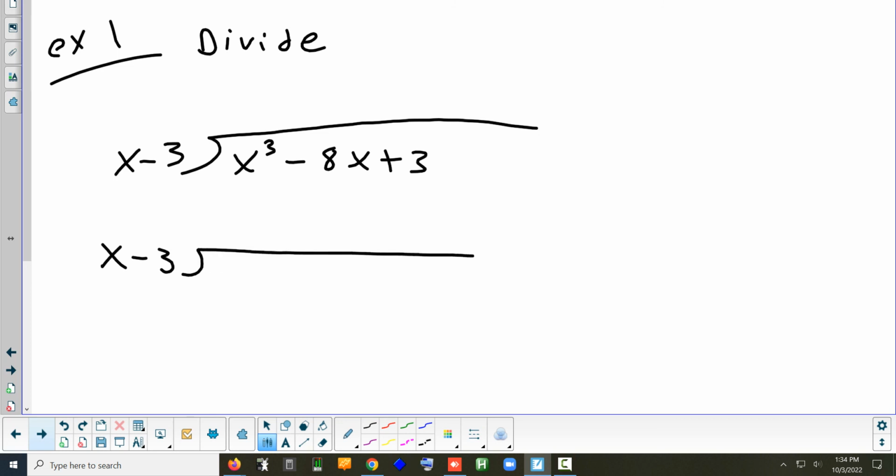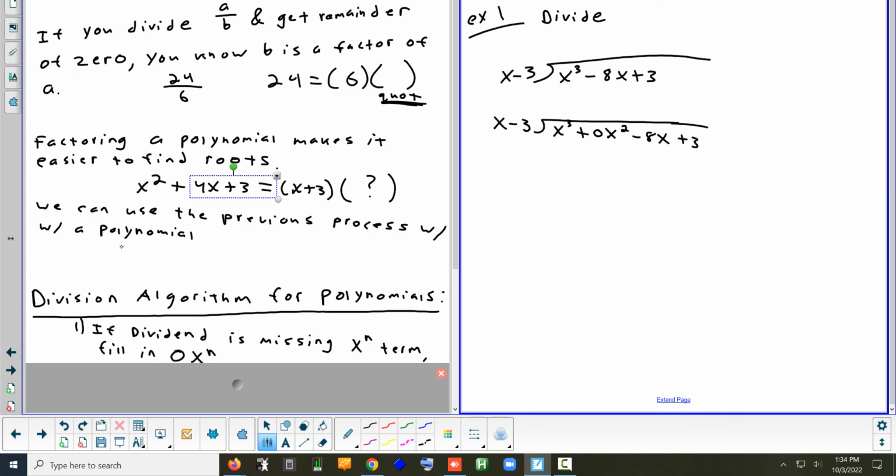Since we're missing it, how many of them do we have? We have 0 of them. So let's fill in a 0. We have the x cubed. We don't have the x squared. We didn't have the x. Well, we have the x and the plus 3. All right, so that's the first step.